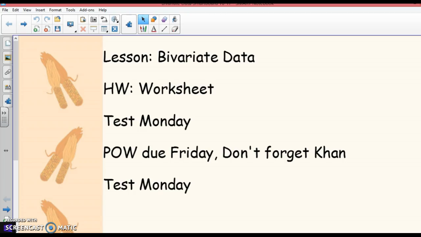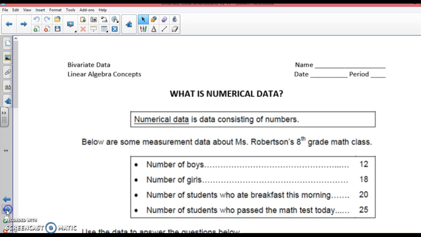Today's lesson is bivariate data. There's a bunch of topics that we are going to cover in this lesson, and the homework that goes along with it is a worksheet. All right. We're going to talk about numerical data first.